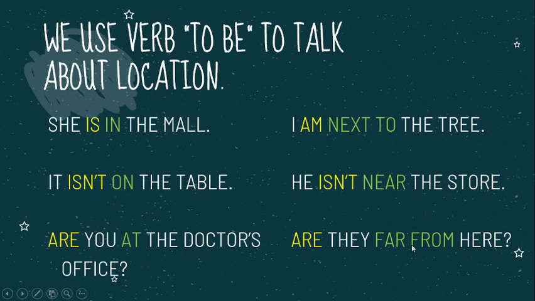We use the verb to be to talk about location. In that case, we have a noun that is together with a preposition. So we say she is in the mall. It isn't on the table. Are you at the doctor's office? I am next to the tree. He isn't near the store. Are they far from here? So here the preposition is the key element to know that we're talking about location.